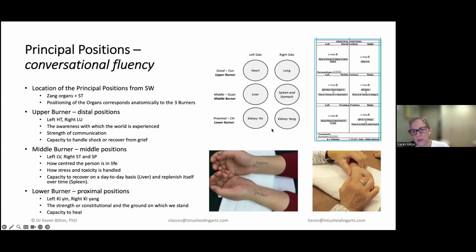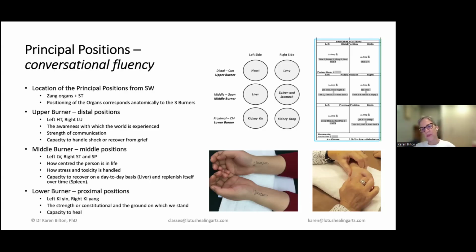these pulse positions, as they are in the Su Wen, so we have all the organs of the upper burner in the distal positions. The middle burner organs are in the middle positions, and the lower burner organs are in the proximal positions. So that gives us an idea. That allows us to also assess what's happening across the triple burner.